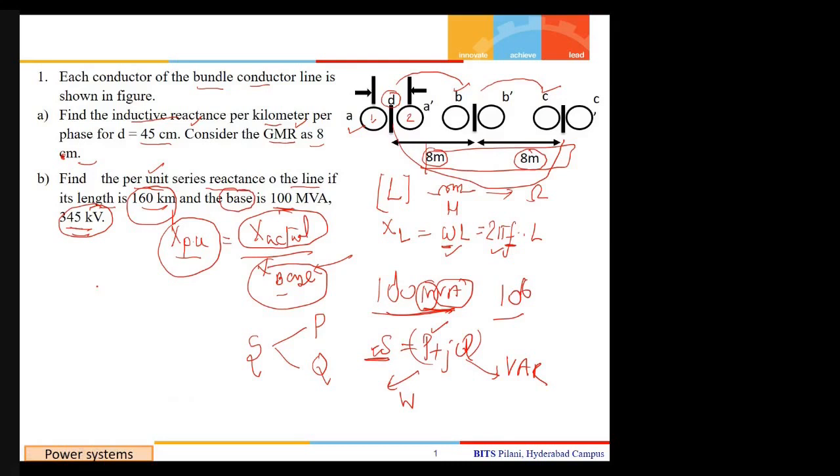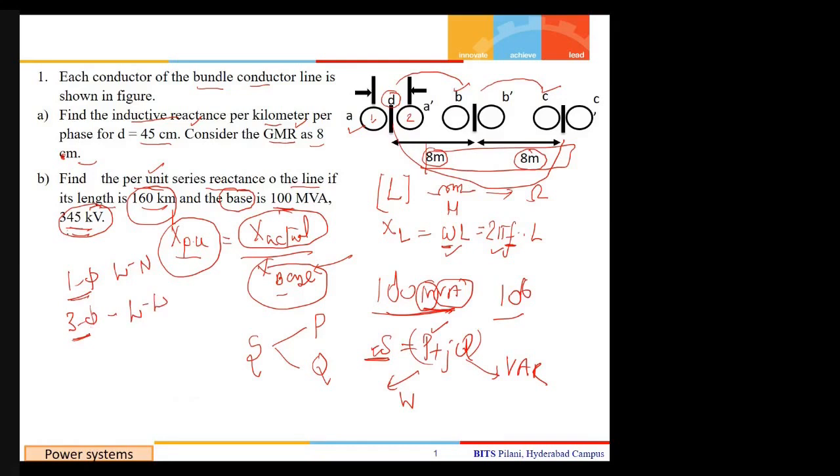Now understand the difference between a single phase and a 3-phase system first. When you have a single phase system, all the voltages will be given between line and neutral. Whereas for a 3-phase system, the voltage will be given between line to line.